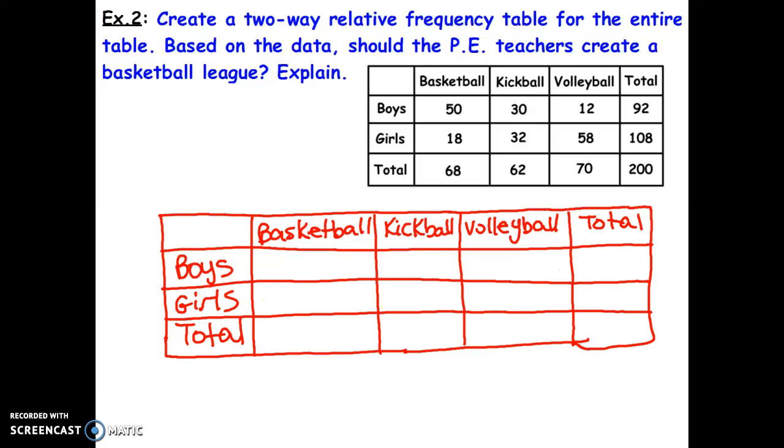All right, so it's not beautiful, but it's recreated. Hopefully yours looks a little better on your paper. All right, so we're going to create this relative frequency table for the entire table. That means that with our ratios, each denominator is going to be our total, which is this 200. So we're going to be dividing each one of these numbers by 200 in order to come up with a percentage.